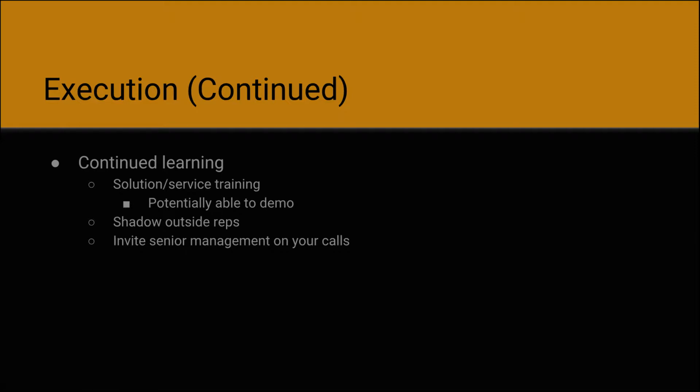On top of that, you would probably want to shadow your outside reps. See if it's possible that you can join them on a couple of meetings. This is going to be something that will definitely help you look better in front of your management, showing that you are actually looking for a career path in sales where you want to progress to the outside. And then, of course, you would probably want to invite your senior management on your calls if you think that they are good with customers and they will actually show you something beneficial.